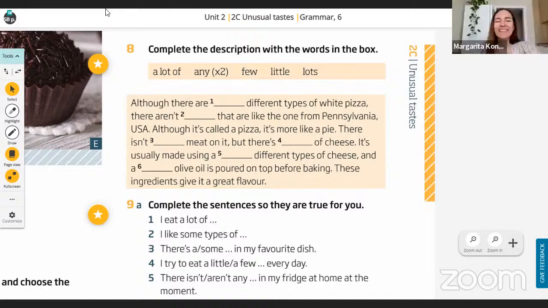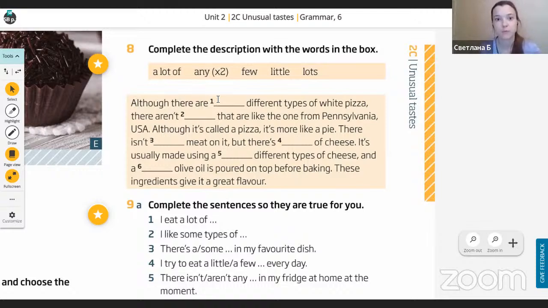All right. Let's read what you have now. Okay. Although, and this is a new word. Yes, I think we don't know the word. Although means несмотря на то, что или хотя. Хотя, окей.